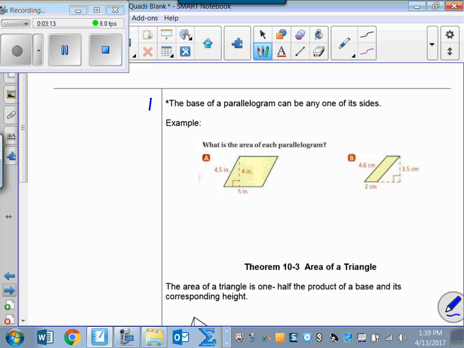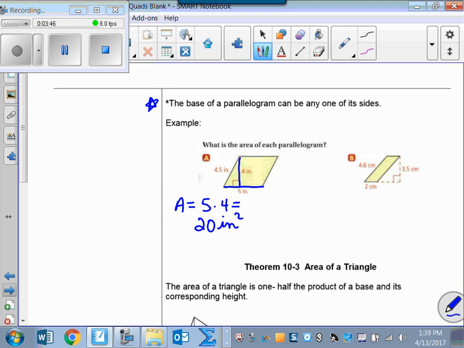Okay, and I made this note here for you. It doesn't matter which side of the parallelogram you choose as your base, as long as you have the length that's perpendicular to that as your height. So for each parallelogram, what do we have here? Okay, the area is base times height. Well, here's our perpendicular height to this base. So all we have to do is say base is 5, height is 4, so our area is 20 square inches. Remember, area will always be in square units.